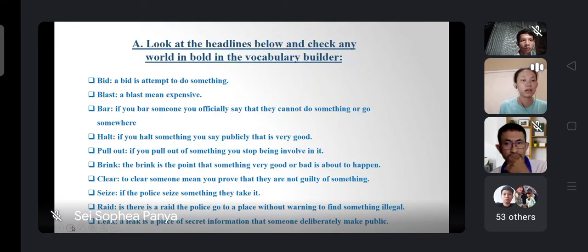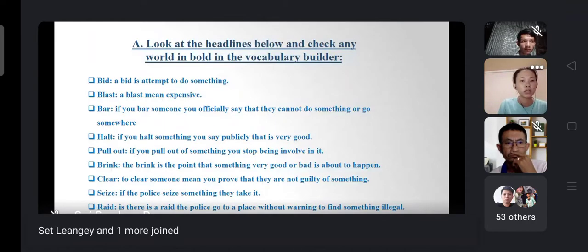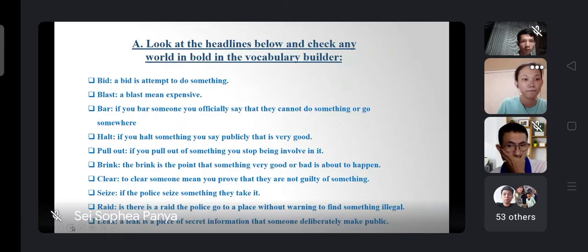If police seize something, they take it. Raid is when police go to a place without warning to find something illegal. Leak is a piece of secret information that someone reveals. Sorry, I can see the slide. Brother, can you move to the next slide, please?